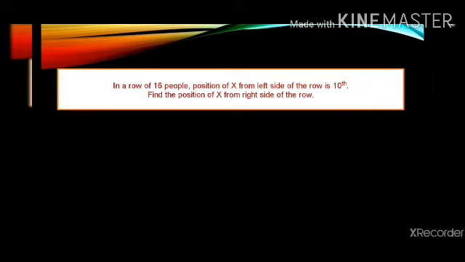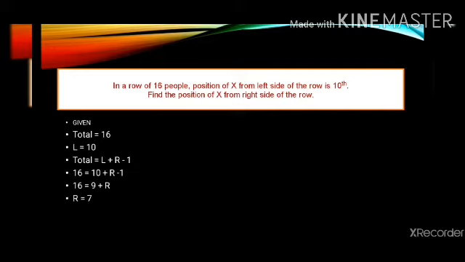Similarly, in a row of 16 people, the position of x from the left side of the row is 10th. Find the position of x from the right side of the row. Here we are given the total number of people is 16. L, that is the position of x from the left hand side, is 10. We can substitute these in the formula. 16 is equal to 10 plus R minus 1. You will get the value of R, which is 7. Therefore we can say that x is 7th from the right side of the row.